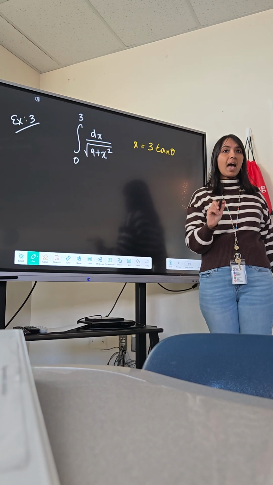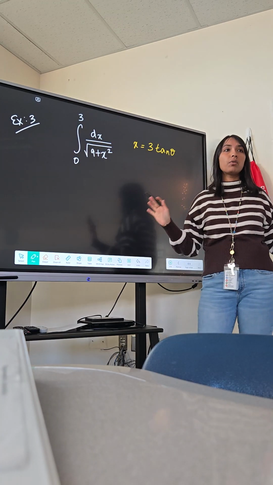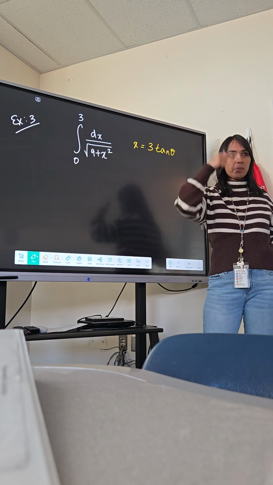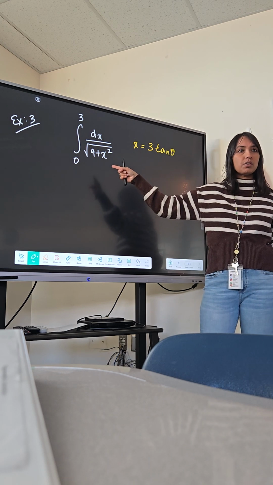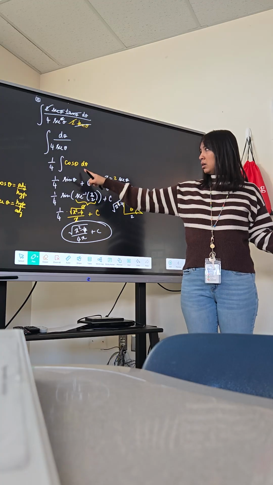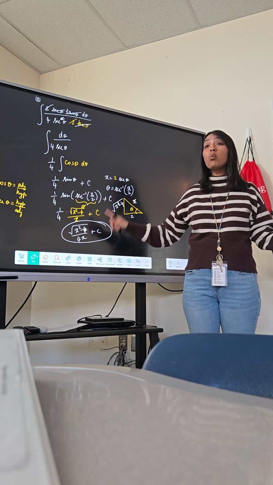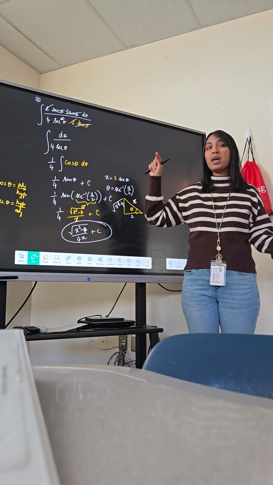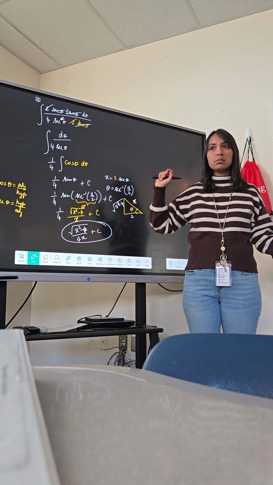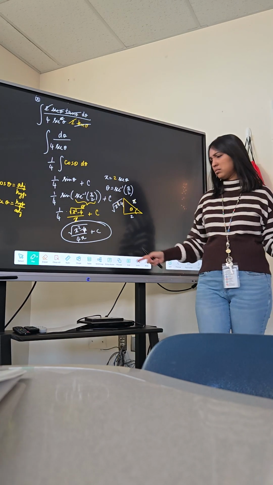We do not have to switch back to the original if we switch our bounds here already. I would rather do that than switch back to the original and plug in the bounds from the original. Do you understand what I'm saying? See how we switched back from theta to x at the final answer? We don't have to do that if we have a definite integral and we switch our bounds right away, because otherwise it becomes more complicated.